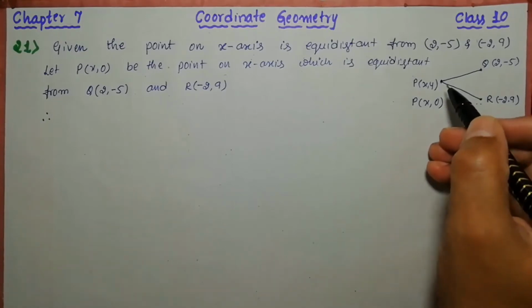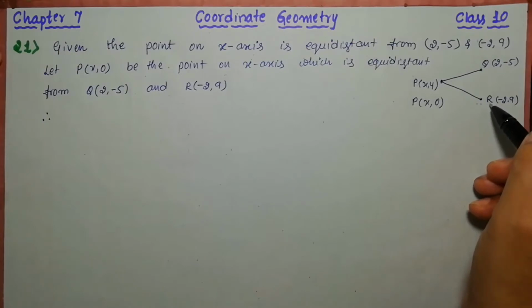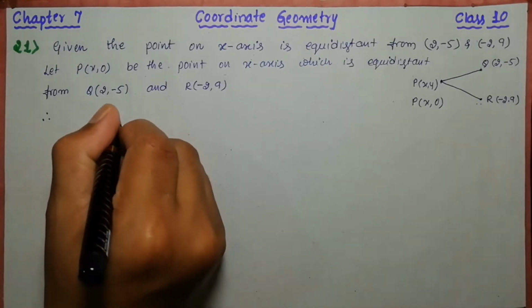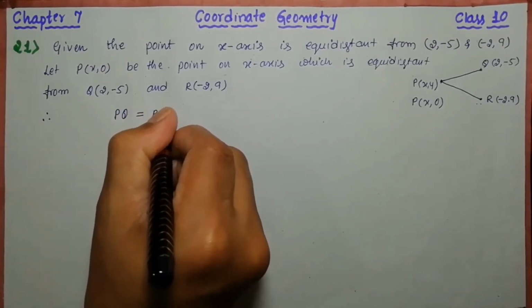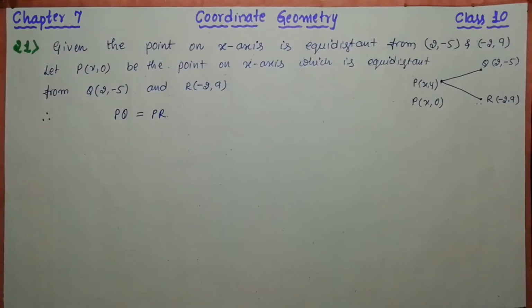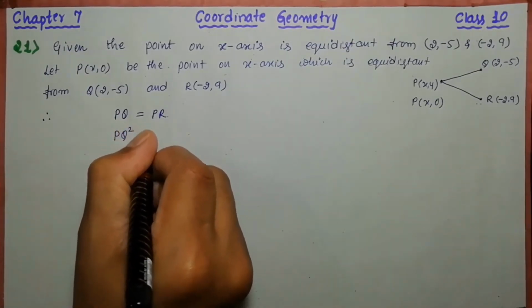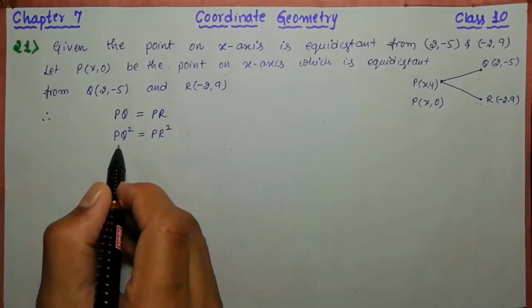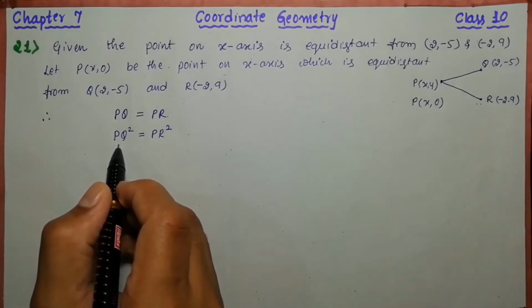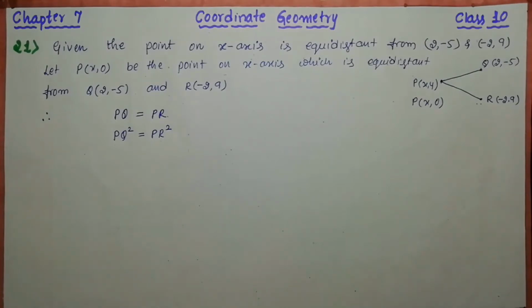What I told you earlier, distance from P to Q and distance from P to R is one and the same. Therefore, we can write PQ is equal to PR. Now I'm going to square this one. PQ square is equal to PR square, to avoid the square root. Now in the next step you have to apply the distance formula. If you square this one on both sides, square root will get cancelled. That's why you have to write down only the terms within the square root.